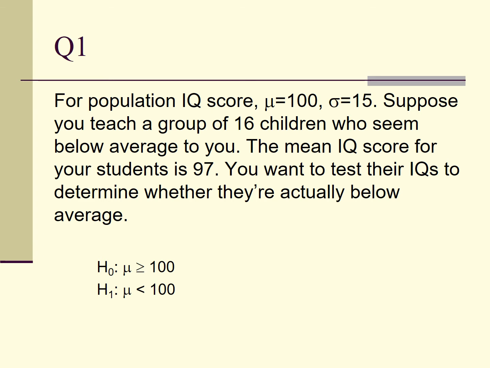The first question is, for population IQ score, mu is 100 and sigma is 15. Suppose you teach a group of 16 children who seem below average to you. The mean IQ score for your students is 97. You want to test their IQs to determine whether they are actually below average. Is this a one-sample t-test or one-sample z-test? It is one-sample z-test, and the research hypothesis is mu less than 100, and the null hypothesis is mu greater or equal to 100.